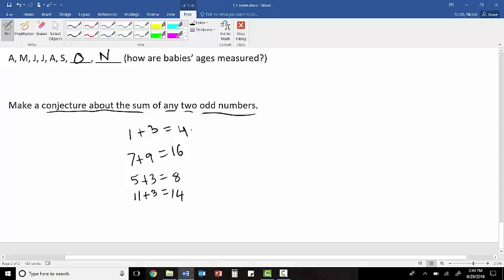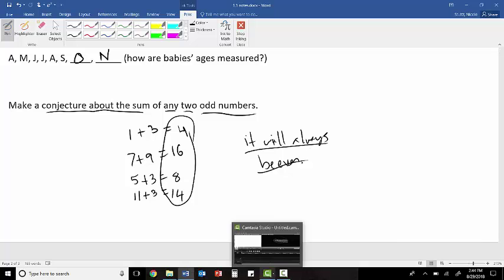Okay, so your question is, you're supposed to make a hypothesis about these answers. So what do they all have in common? And most kids are able to figure out these are all even. So you can say it will always be even. And then that's your conjecture right there. That's a statement based on a pattern.